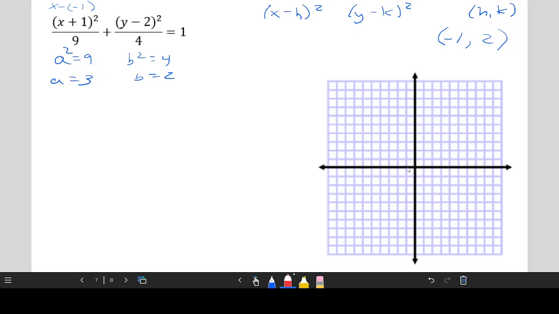Let's plot our center first. So the center is at negative 1, 2. So there's the center. And then we're going 3 units from the center in the x direction. So 1, 2, 3, 1, 2, 3. There's our vertices. And then we're going to go 2 units up and down in the y direction from the center. So up 2 units and down 2 units to get the highest and lowest points.